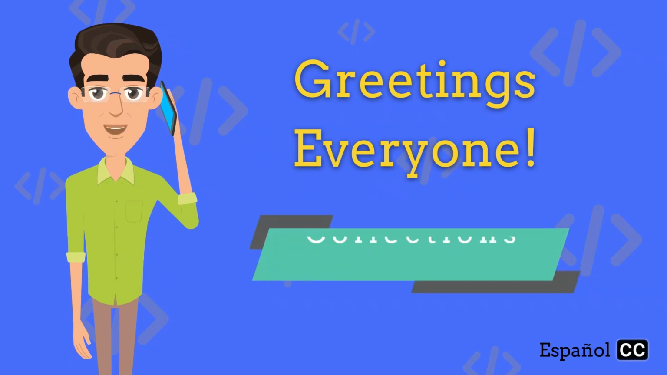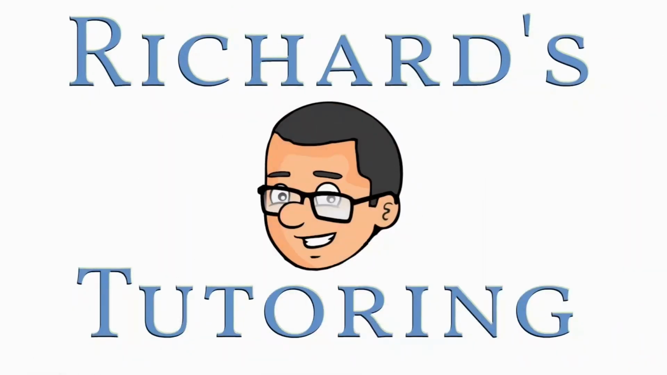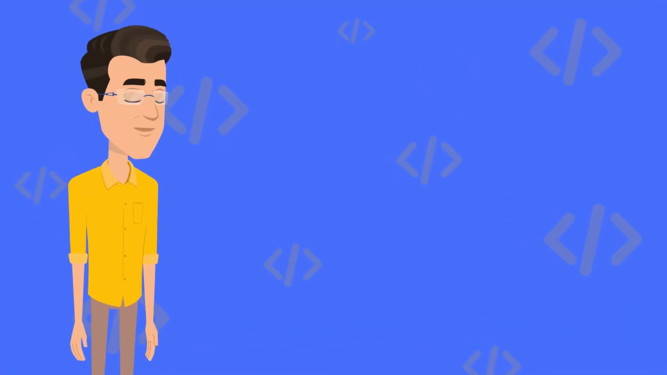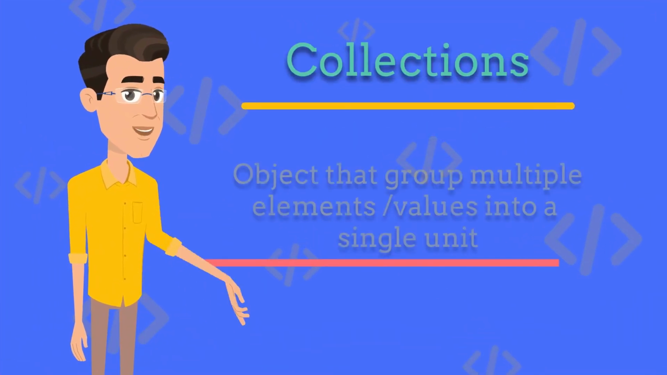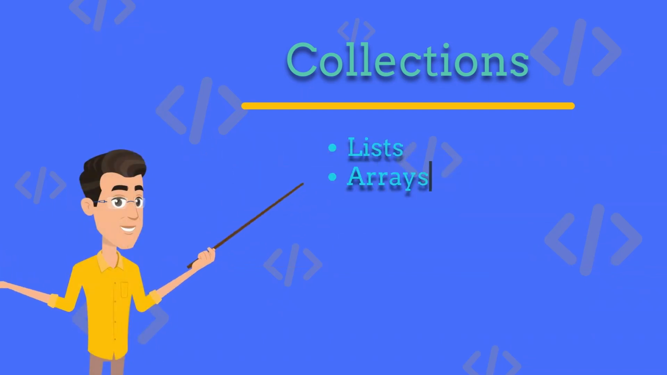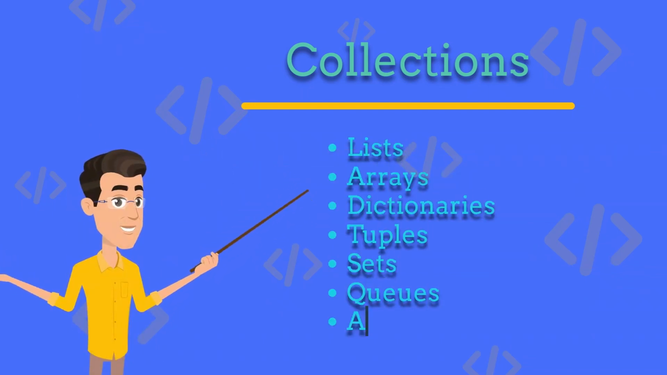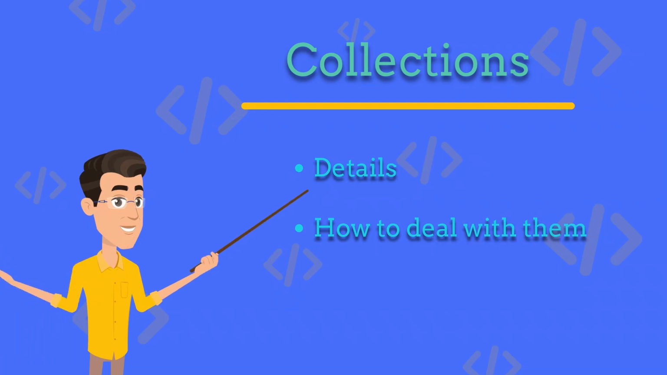Today we are going to talk about collections. In the previous video I mentioned collections, which is simply an object that groups multiple elements/values into a single unit. The truth is that there are many types of collections, but in the next two videos I will cover the main types across languages, their details as well as how we deal with them.